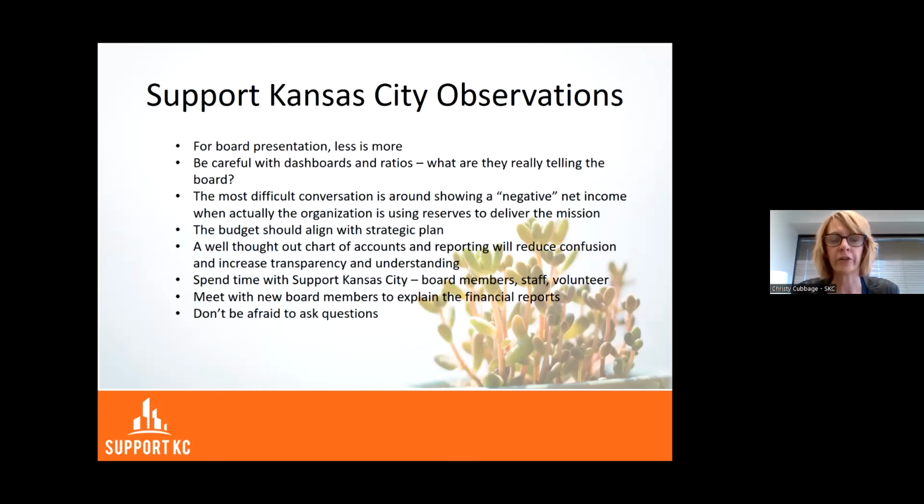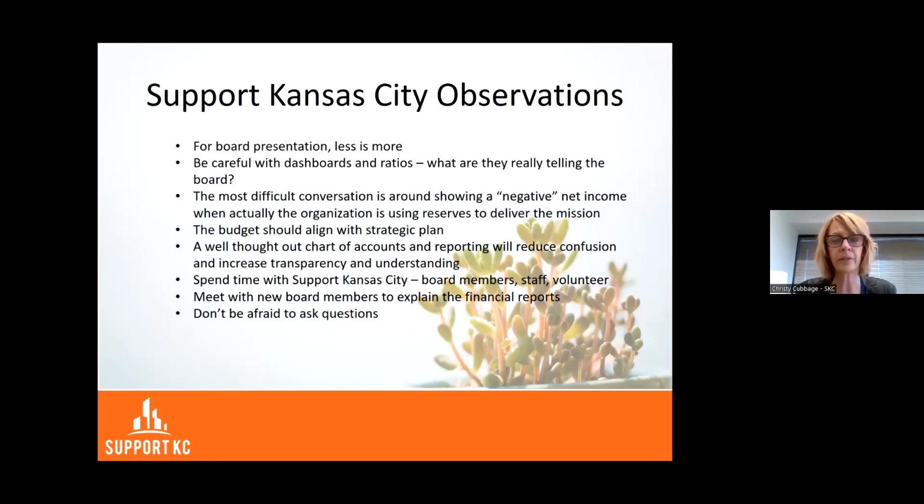A well thought out chart of accounts and reporting will reduce confusion and increase transparency and understanding to the board. A few years ago, we revamped our chart of accounts to make it a little clearer about what we do and how we do it. Just got done revamping an entire set of accounts for a client. They've grown over the years, and we've never gone through and talked about how to make their board and their committee reports easier to read.